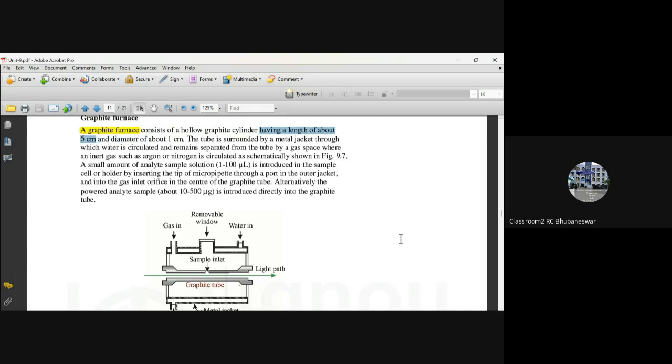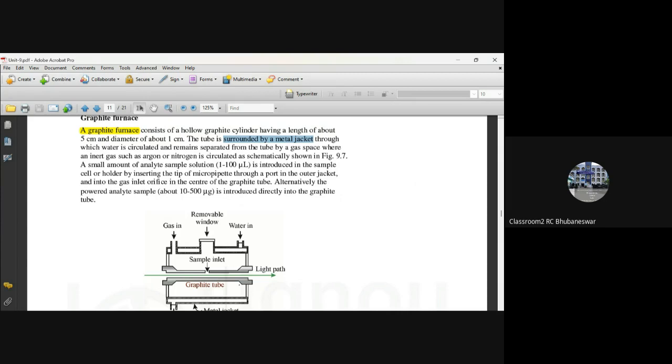Why is length very important? Because if you correlate your absorbance, you are seeing absorbance means your length and concentration are very, very important. And the diameter is about 1 centimeter.